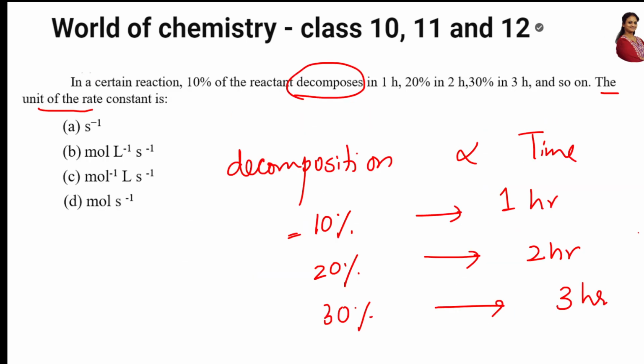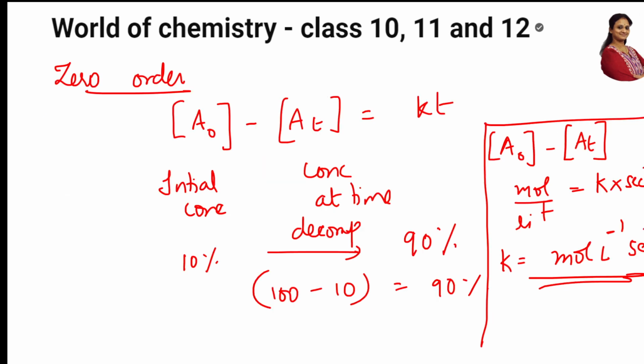So what is the option, students? The correct option is mole, liter inverse and second inverse. So option B is the correct one. Easy question. Let us do one more question and see.